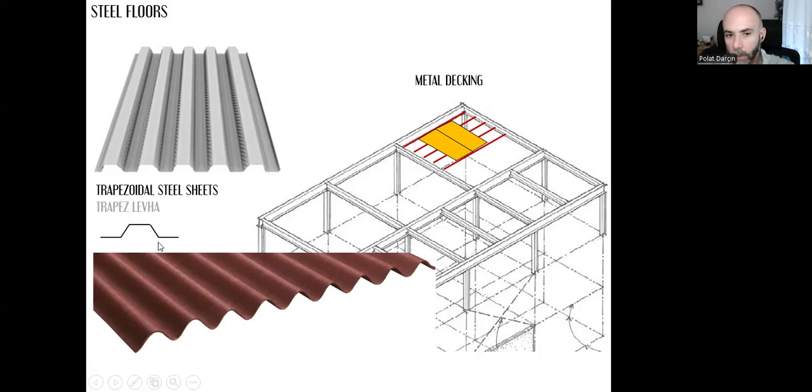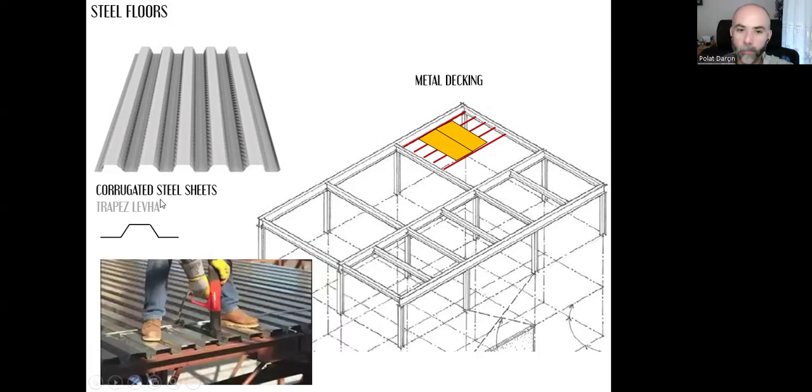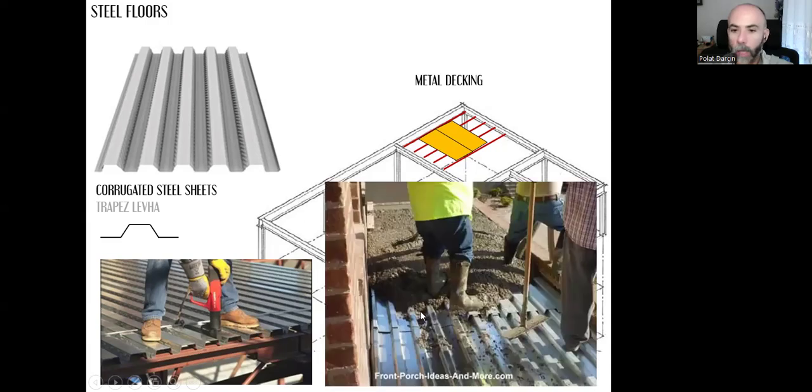Instead of this trapezoidal shape, I can just have this wave shape. That's what we call corrugated steel sheets, ondule. So trapeze, ondulate, it's the name of the geometrical shape. As you can see, I can bolt them easily, and over that steel sheet, I can pour concrete.